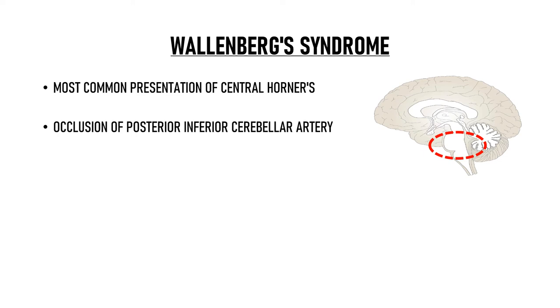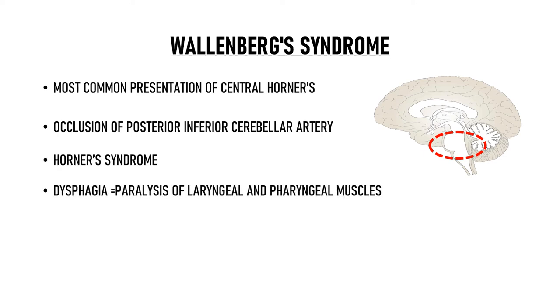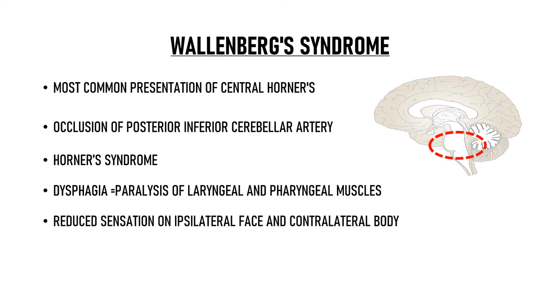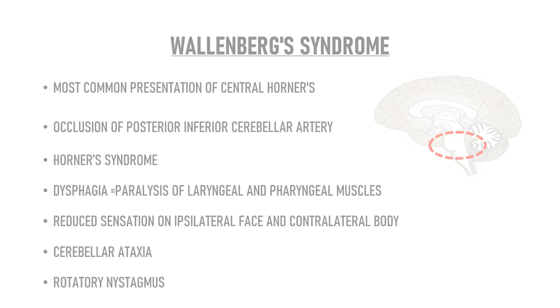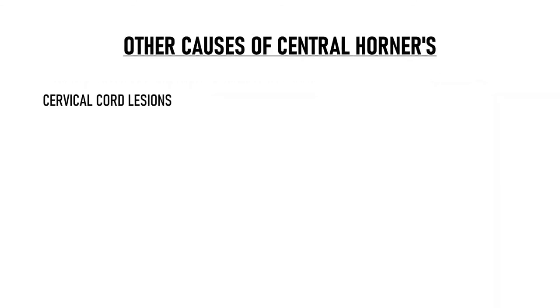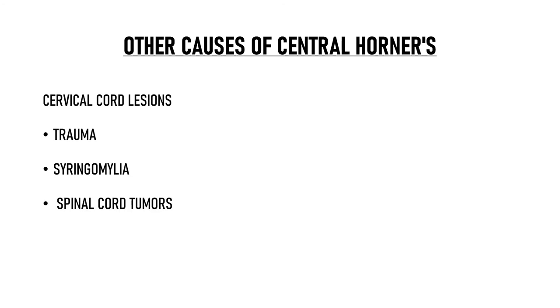Patient will have features of Horner syndrome along with other features like dysphagia due to paralysis of the laryngeal and the pharyngeal muscles, reduced sensation on ipsilateral face and contralateral body, cerebellar ataxia and rotatory nystagmus. Other causes of central Horner's include lesions of the cervical cord including trauma, syringomyelia, spinal cord tumors and rarely demyelinating diseases.